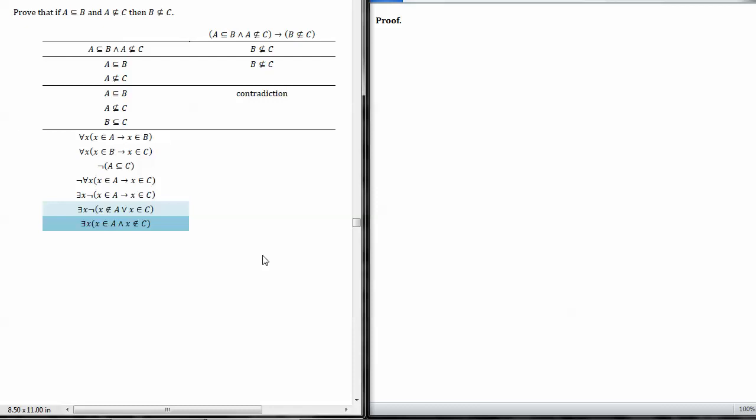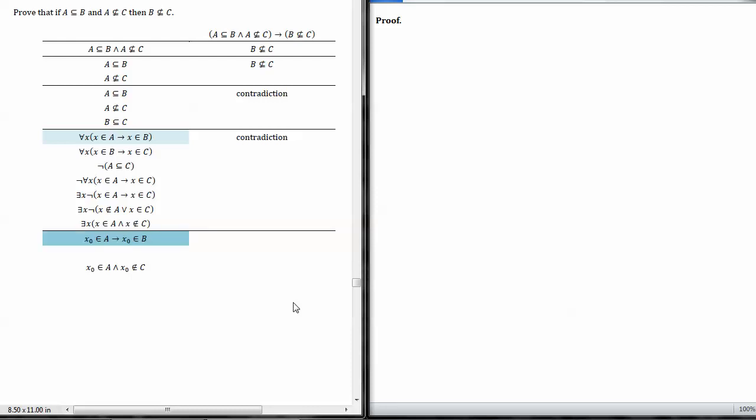So I've gotten rid of my negation sign, and moreover I have an existential statement as a given, so I can do existential instantiation, which will actually give me something to work with. Right? I know that x naught is in A and x naught is not in C. And now I can go back to my universal statements and do universal instantiation for the x value x naught. So I get a conditional and another conditional.